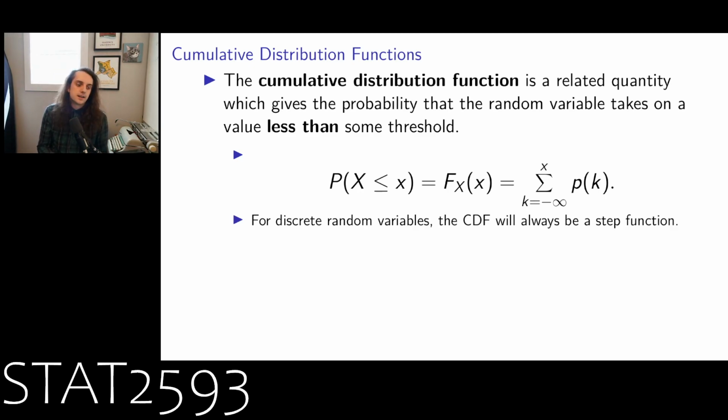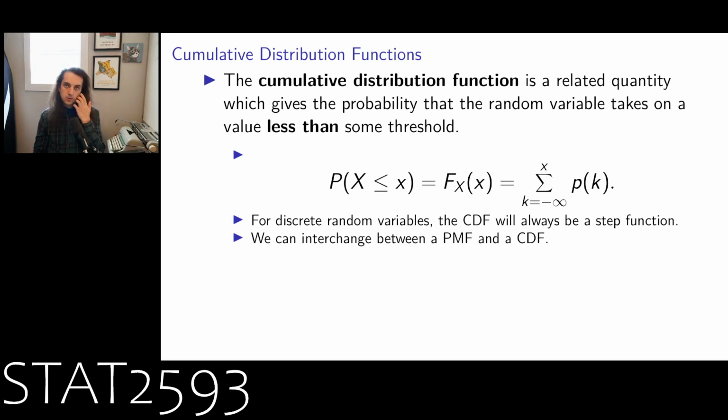In a discrete case, the CDF is going to be a step function all of the time. So we're going to see sort of the jumps at the different values that it can take. And an important point is that we can always interchange between a PMF and a CDF. And so in this way, a CDF is going to characterize a distribution just as a PMF does, right? So every distribution is going to have a PMF. Every discrete distribution is going to have a CDF as well.